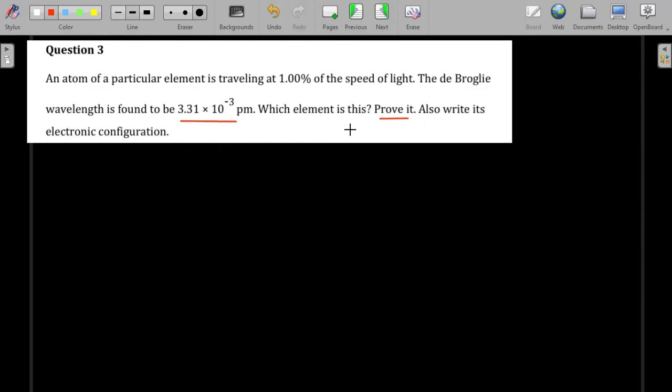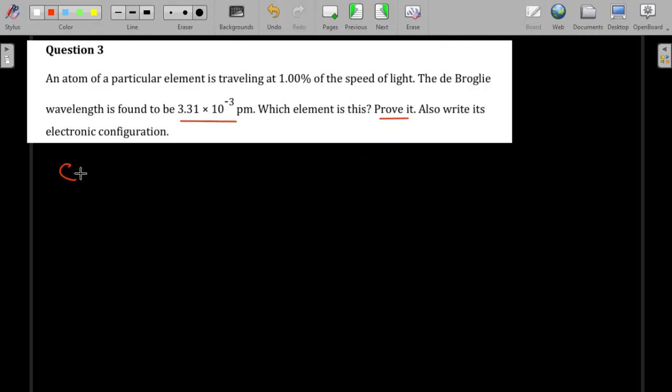So here we've been given the speed and the wavelength. Since we want to identify the element, we're going to use the wavelength that we've been given and the speed to find the mass. And when we know the mass, since we have the mass, we can easily find the atomic mass by a special relation that I'm going to show you.